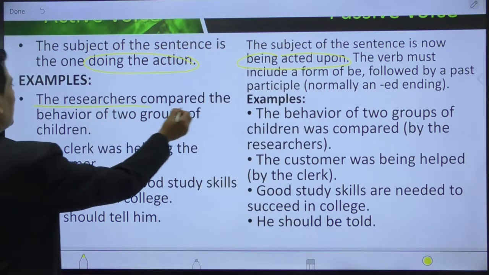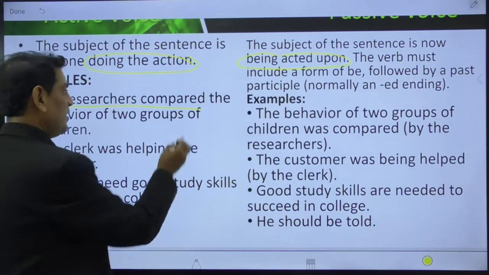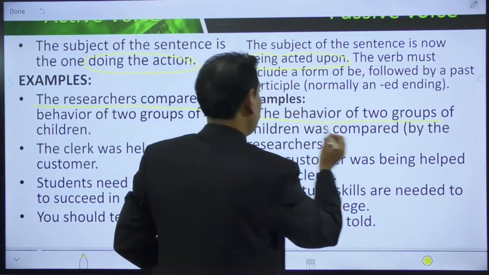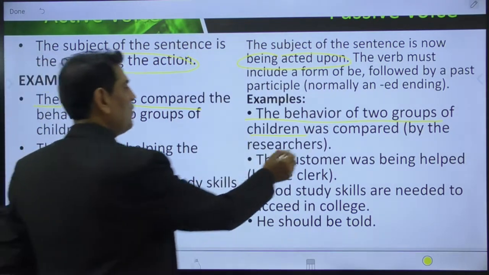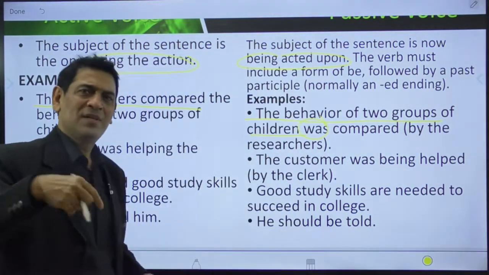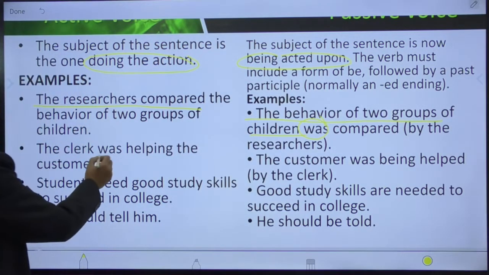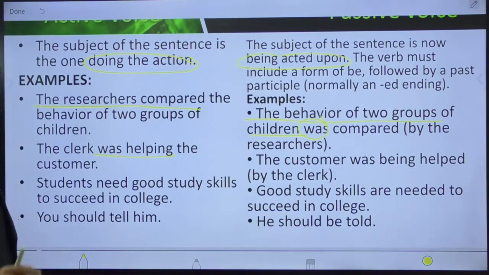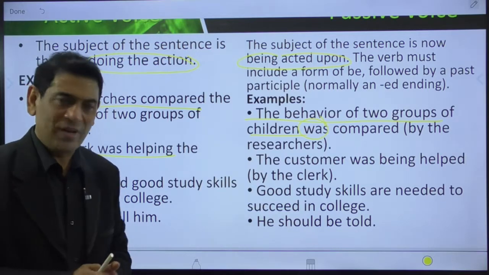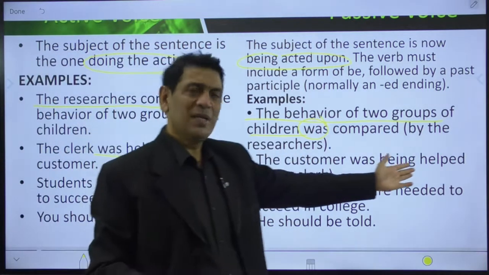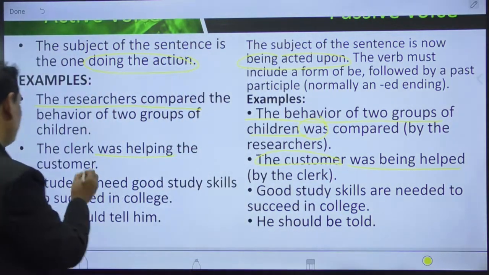The researchers compared the behavior of two groups of children, and obviously this is the object and this will move to this position. The behavior of two groups of children, because the sentence was in past indefinite. I'm just helping you to recall all the basic theories. Here the clerk was helping. Now what is this? Past continuous. When we talk about past continuous, we need to follow a rule: was, were, plus being, plus V3, meaning past participle. That's what we did, and it would be started by an object.